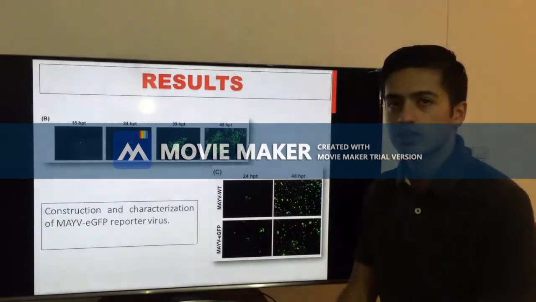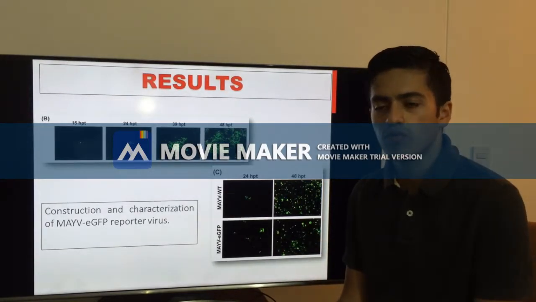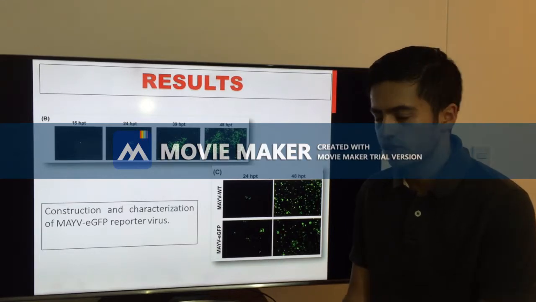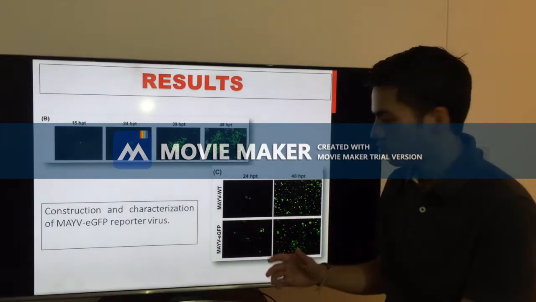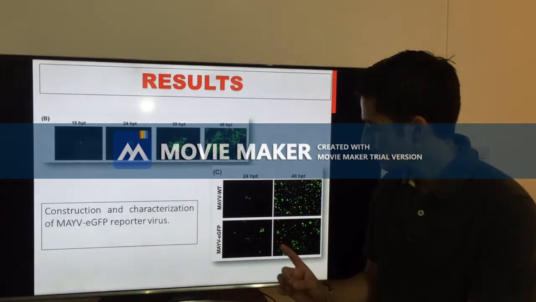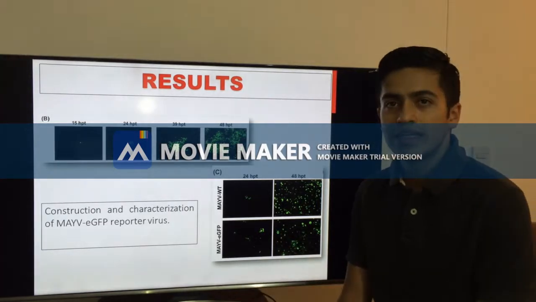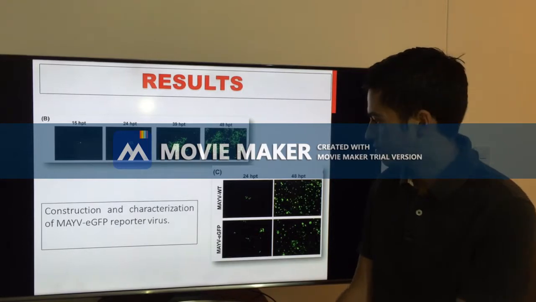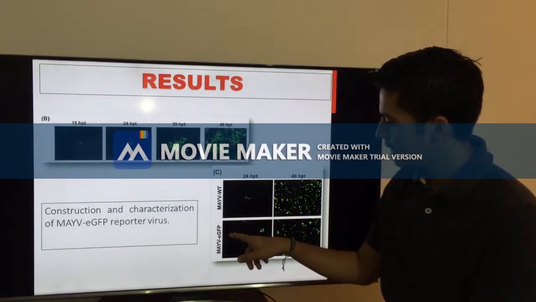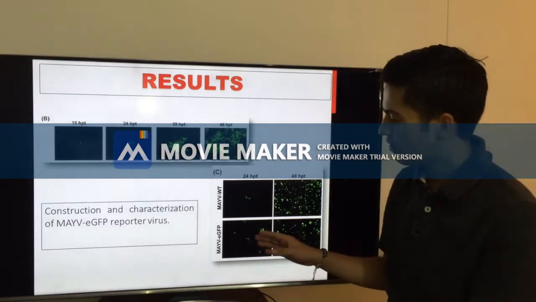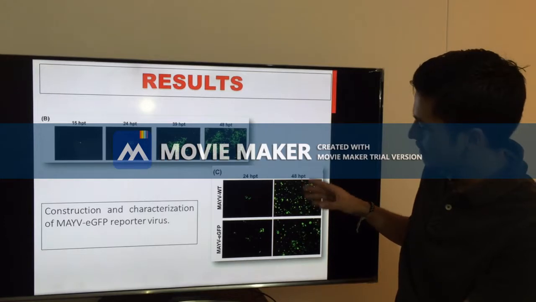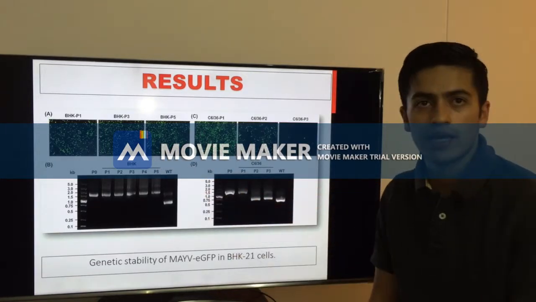And in image C we can see the immunofluorescence assay analysis of viral protein expression in the same BHK21 cells transfected with the Mayaro virus and the Mayaro virus eGFP RNAs, respectively. So here we can see the Mayaro virus with eGFP and without.